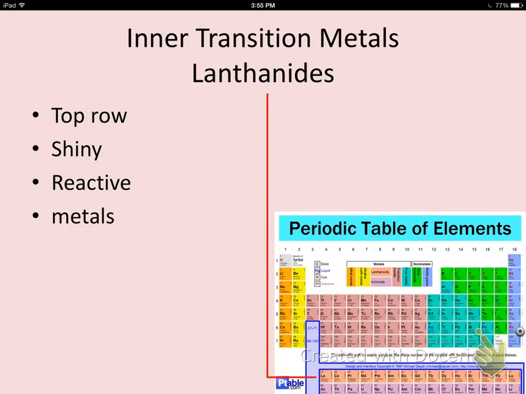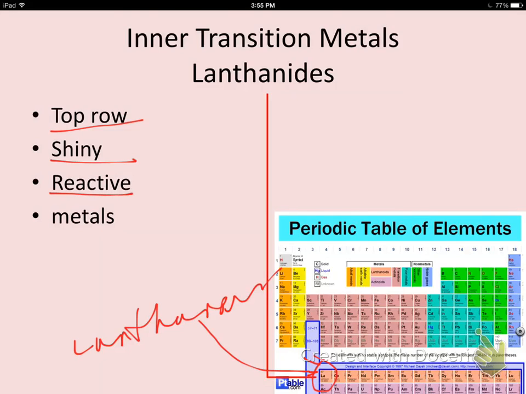Okay. We have the inner transition metals. The lanthanides start with lanthanum, which is how you know you're at the lanthanides. Lanthanum is on the first row of the F block, so it's the top row of the F block. These are shiny metals. They are reactive, and of course they are metals.